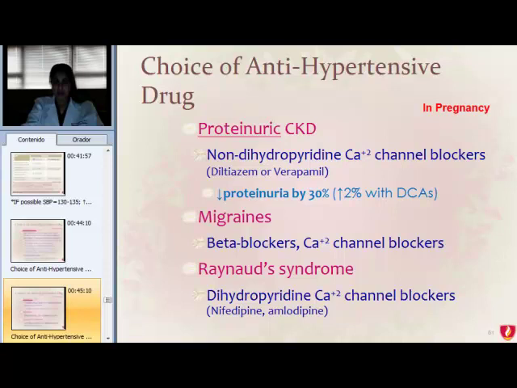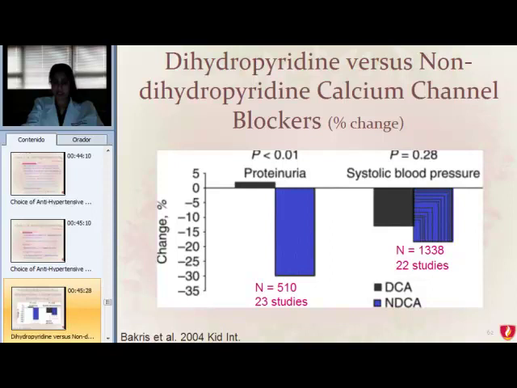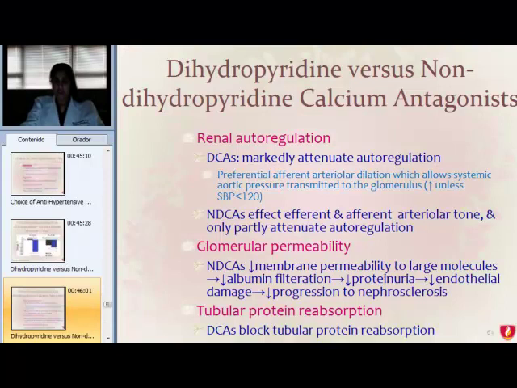However, in patients with proteinuric chronic kidney disease, the drug of choice should be non-dihydropyridine calcium channel blockers, which are diltiazem or verapamil. These have been shown to decrease proteinuria by 30%. In a study published by Bakris, the use of non-dihydropyridine calcium channel blockers was compared to the dihydropyridine calcium channel blockers. The dihydropyridines are nifedipine and amlodipine. The non-dihydropyridine calcium channel blockers are diltiazem or verapamil. The NDCCBs decrease proteinuria by 30%, but the blood pressure control is similar between the two groups of calcium channel blockers.